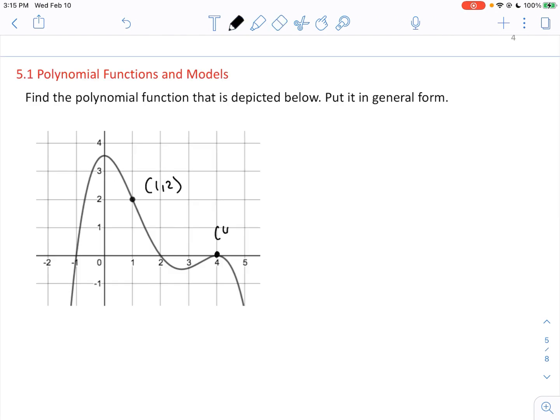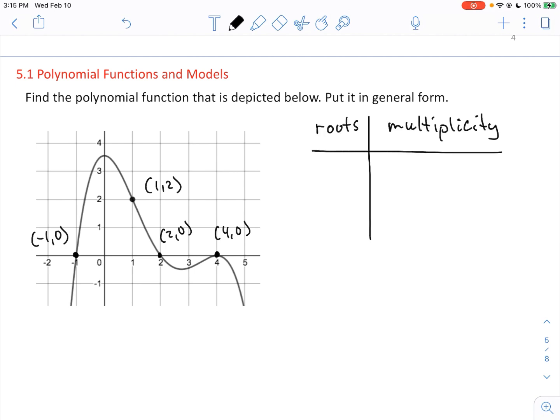Then we also have an x-intercept at (4, 0). We have another one at (2, 0). And then the last one looks like at (-1, 0). So 3 x-intercepts. But what are their multiplicities? I see 3 distinct x-intercepts. Let's go in order, -1, 2, and 4. Well, because the graph is crossing, we know that the multiplicity has to be odd.